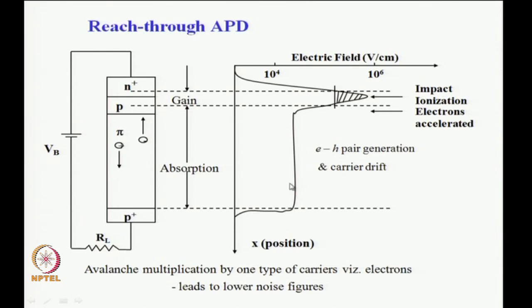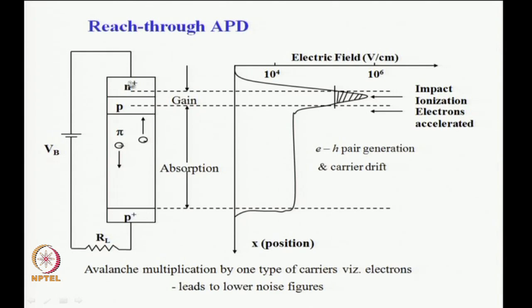But the important point to see is that the electric field here is much lower than 10 to the power of 5 volt per centimeter. In this region the electric field is higher than 10 to the power of 5 volt per centimeter, while in this region it is much lower. Because the electric field is much lower, any carrier in this region accelerating to either side will not have enough kinetic energy to create additional electron hole pairs.